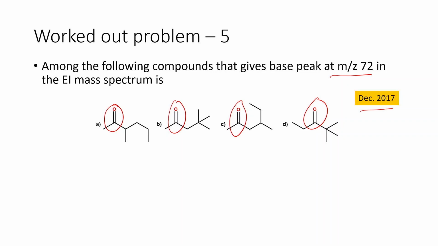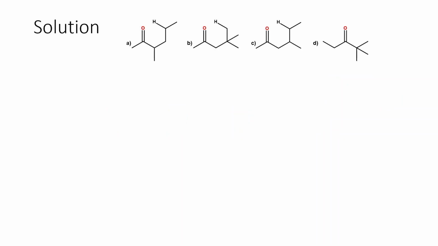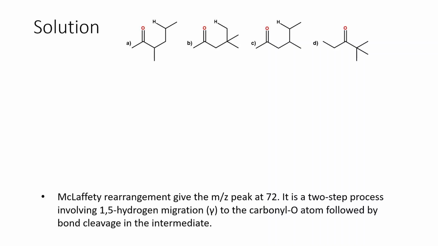So rather than simply looking at what is going to be the product, we have to look at how the fragmentation of this molecule will take place, and based on that fragmentation, we are going to identify which fragment will have the base peak of M/Z 72. For this one, we are going to look at a very important rearrangement that is possible in mass spectrometry, which is called the McLafferty rearrangement.